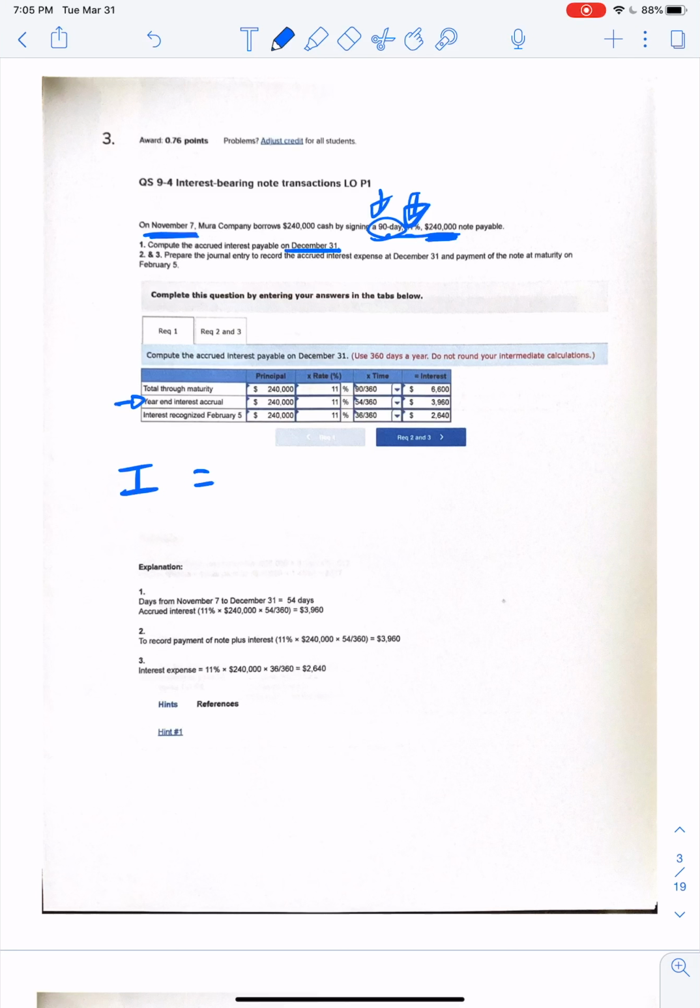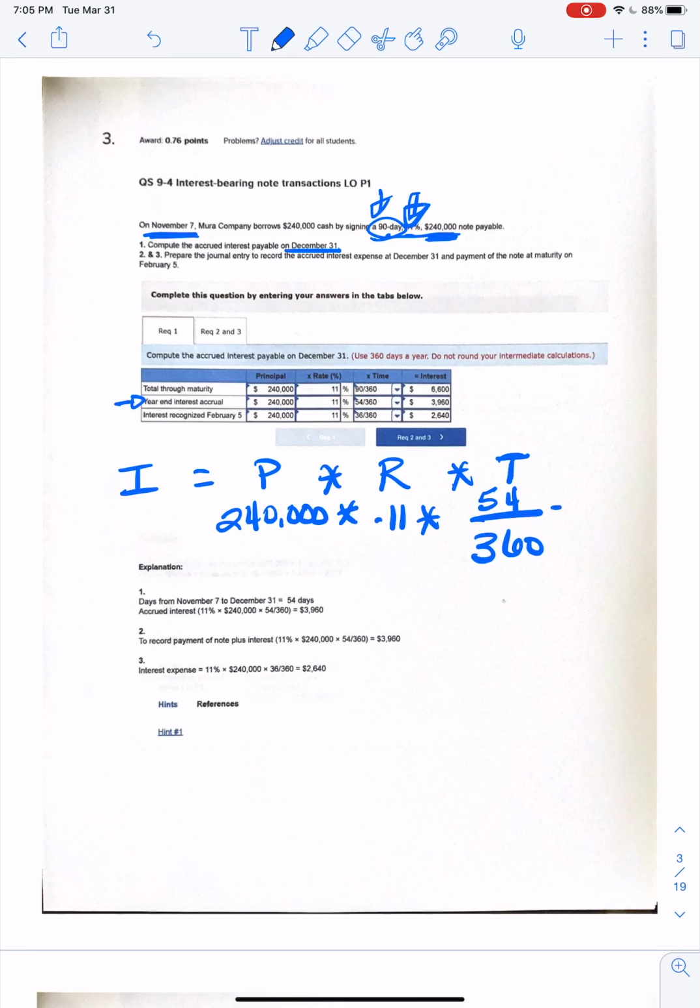Here, I'm going to calculate interest again. It'll be the same formula we used a second ago. I'm just rewriting it so you'll see it again. It's still principal times rate times time. In this case, the principal is still 240. My rate is still 11%, but now my time, while it's still over 360, is no longer 90. Now it's only 54 days. When I do this, I will get $3,960 for my interest that needs to be accrued as of December the 31st.